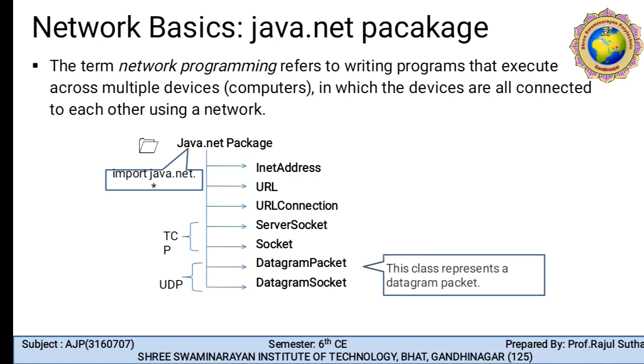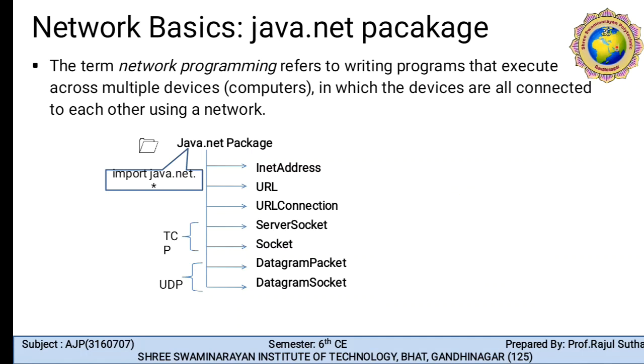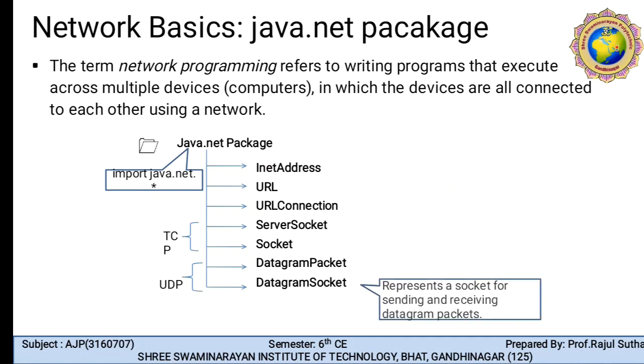Then in UDP communication we use the datagram packet. This class represents the datagram packet. And the last one is the datagram socket. It represents the socket for sending and receiving the datagram packets.